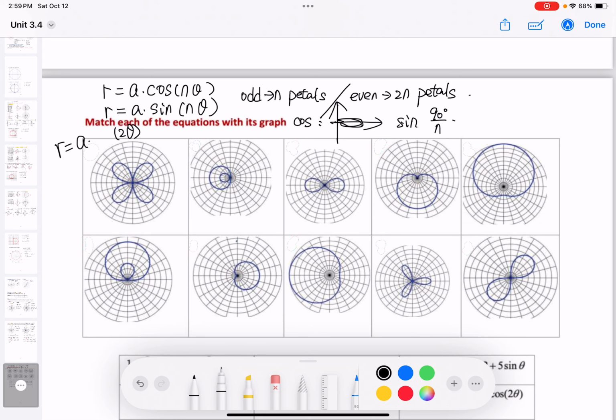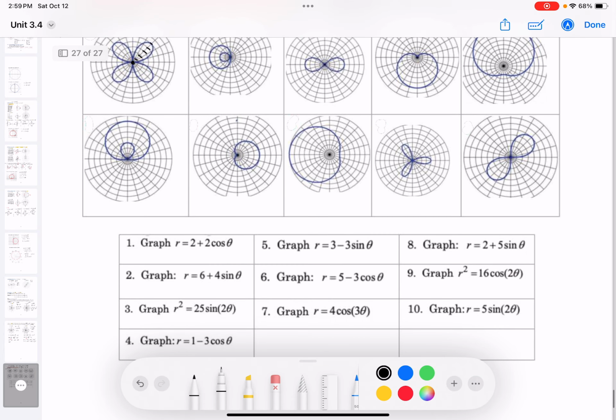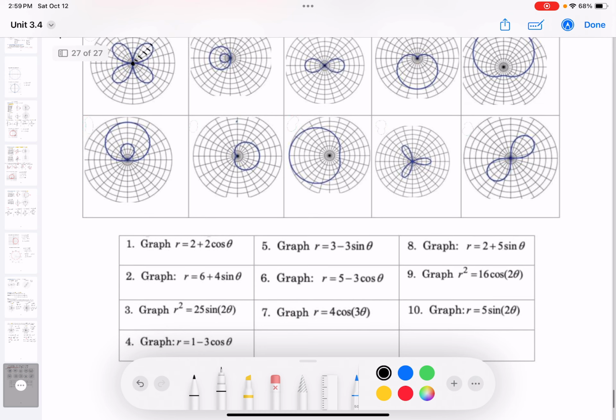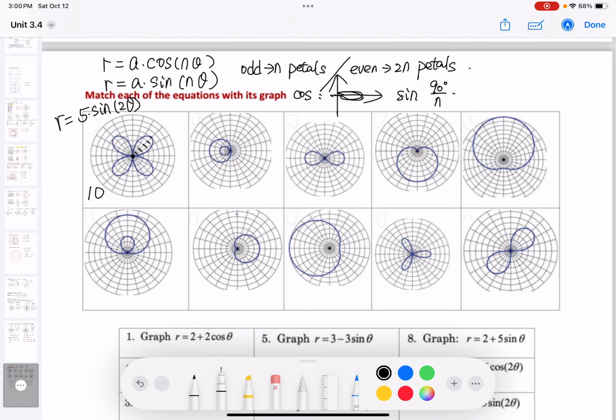And is my first petal starting from 0? No. So we have sine in front. Okay, what is the a? I need to find the pole to the tip. So this is pole, 1, 2, 3, 4, 5. So a is equal to 5. And we need to find the number: r equals 5 times sine 2 theta. It's number 10. So we put number 10 here.